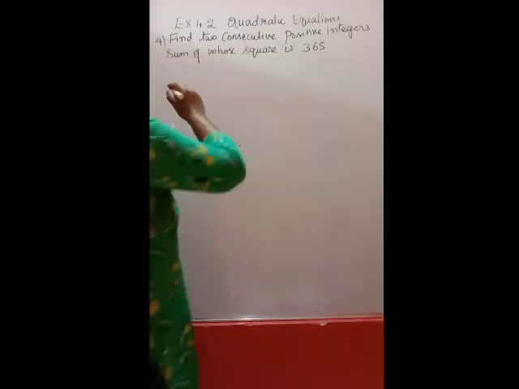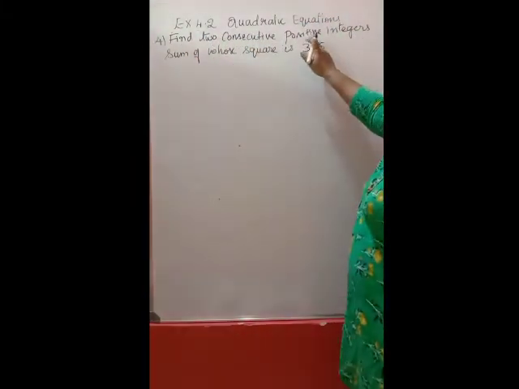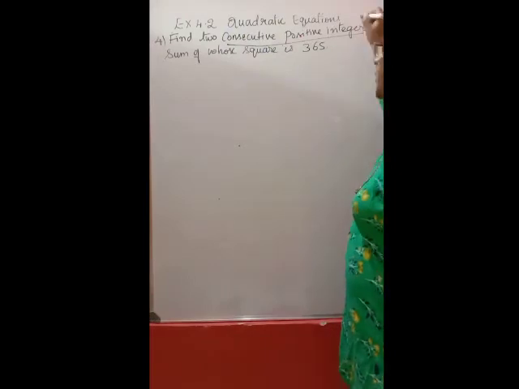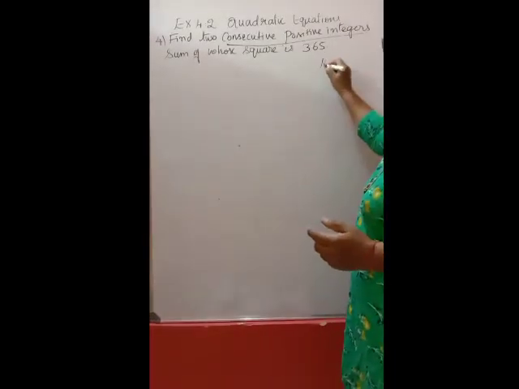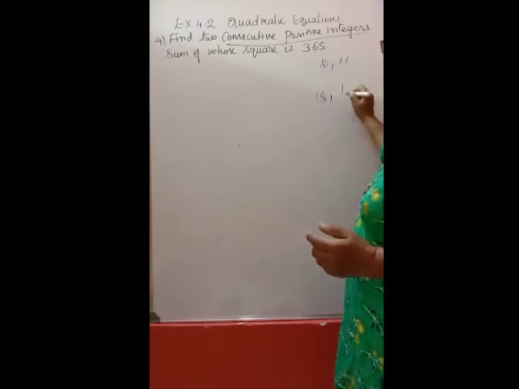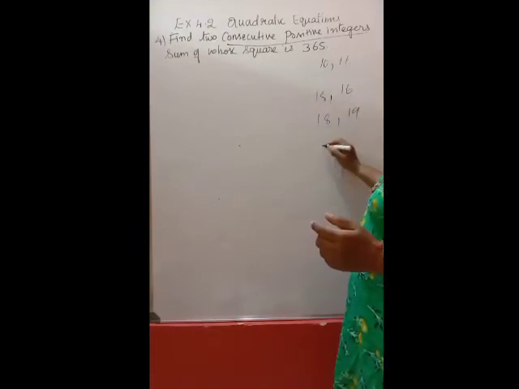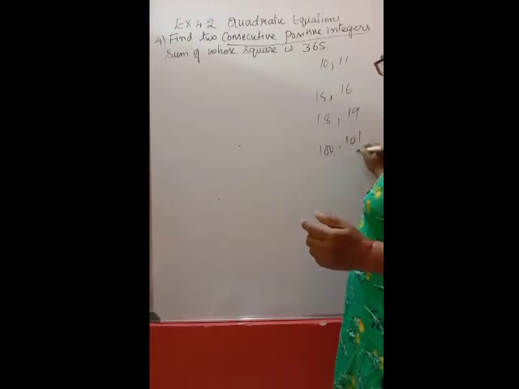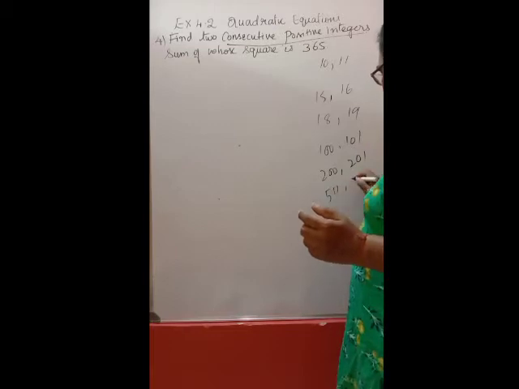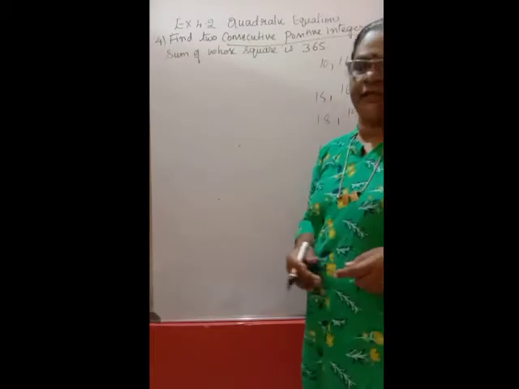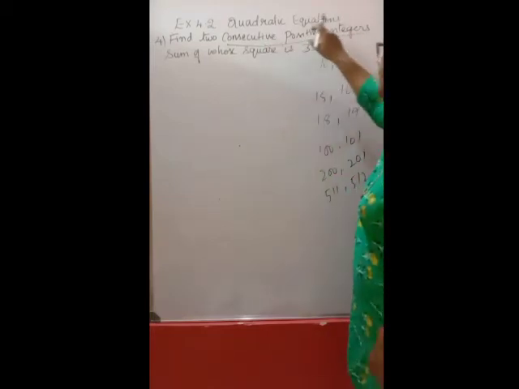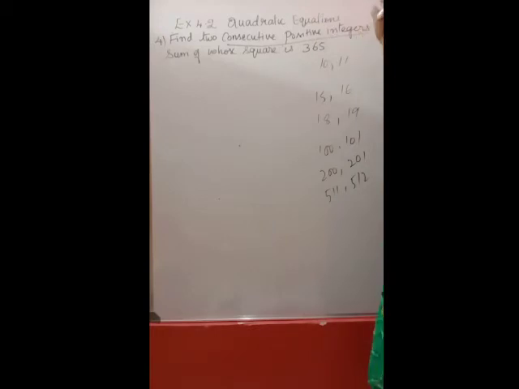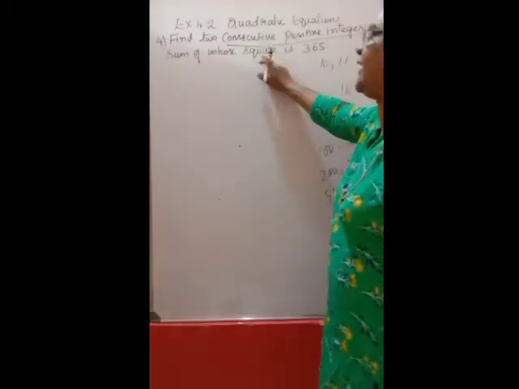Coming to next problem, find two consecutive positive integers. Consecutive means two continuous numbers like 10, 11, 15, 16, 18, 19, 100, 101, 200, 201, 511, 512, like that. Any two continuous numbers you can take. So two continuous numbers you have to find. They should be positive integers so that sum of whose square.